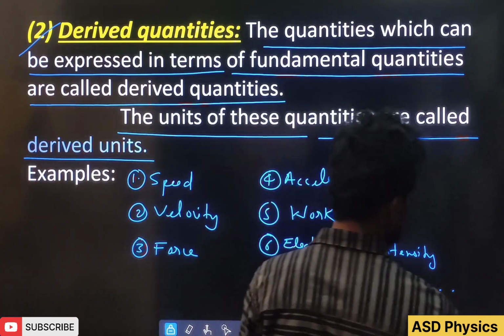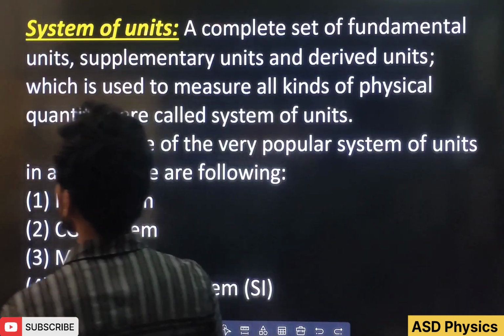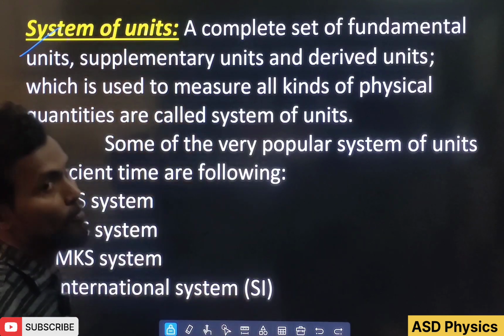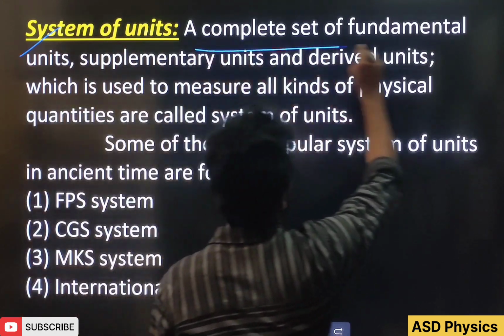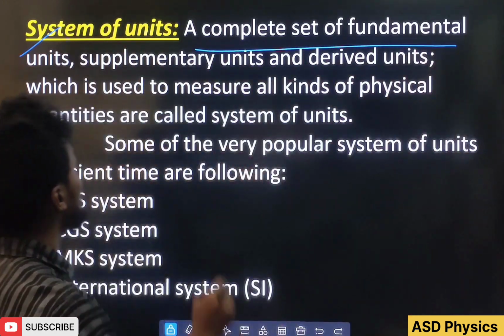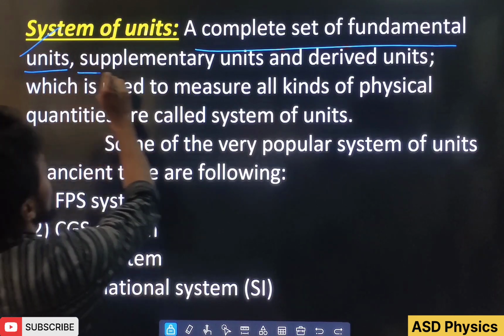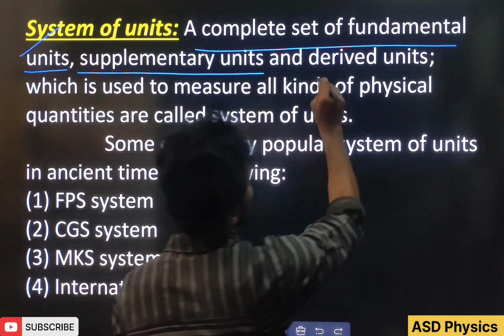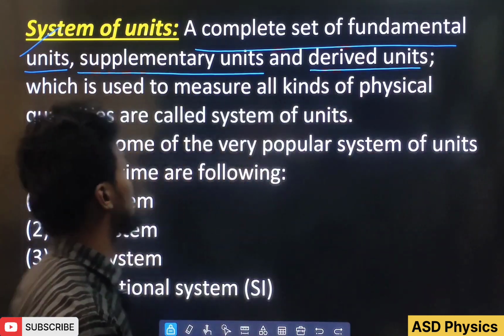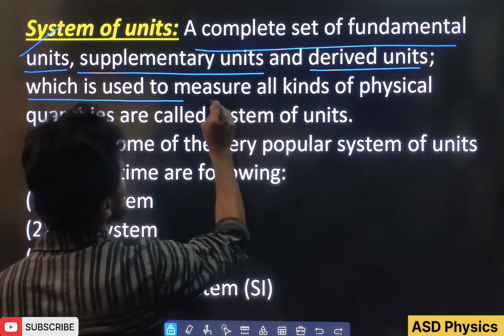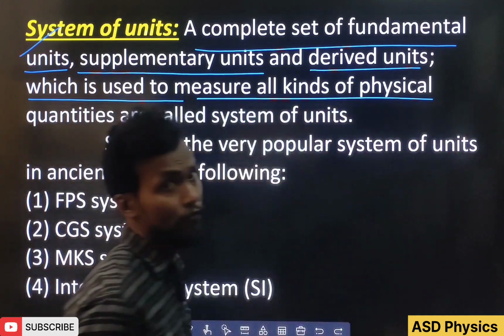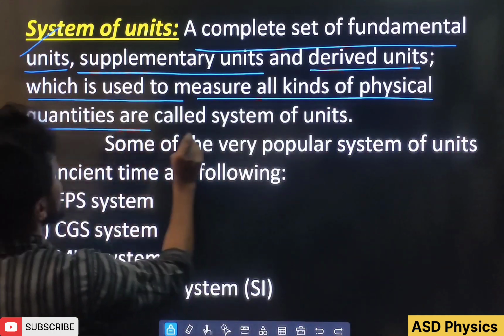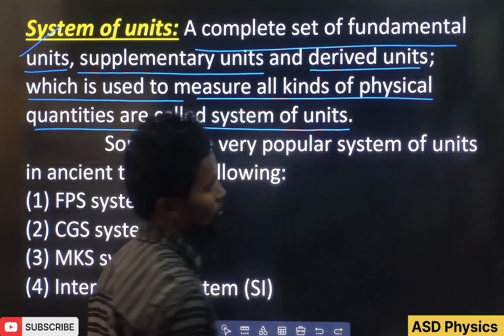Okay, great. Now let's see system of units. A complete set of fundamental units, supplementary units, and derived units, which is used to measure all kinds of physical quantities, is called a system of units.